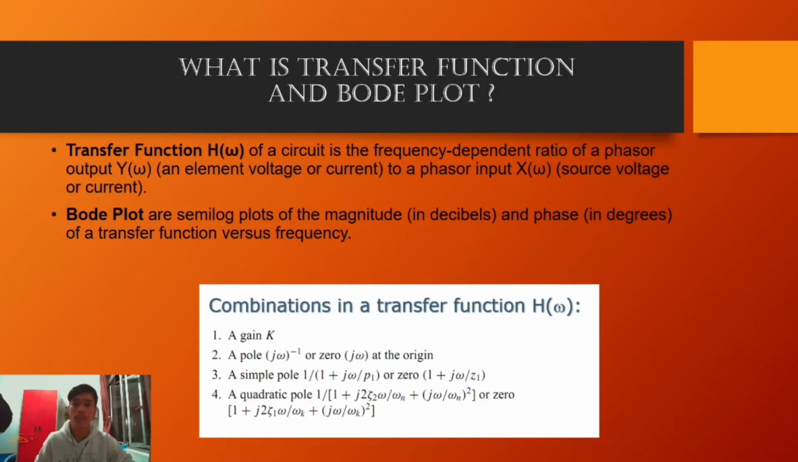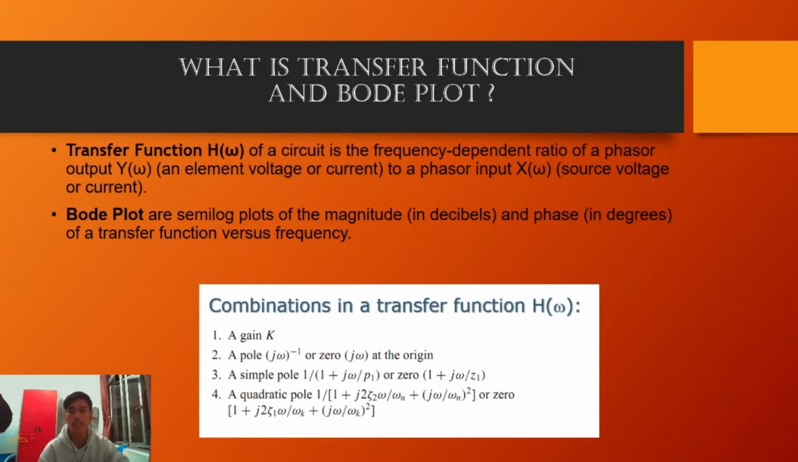The transfer function of a circuit is the frequency-dependent ratio of a phasor output, an element voltage or current, to the phasor input. Bode plots are semi-log plots of the magnitude in decibels and phase in degrees of a transfer function versus frequency. So there are some factors or combinations in a transfer function.